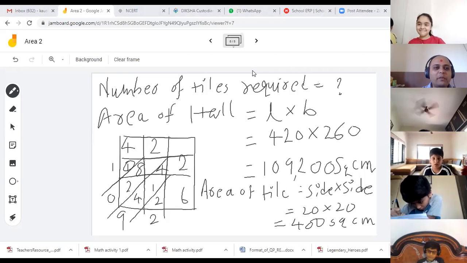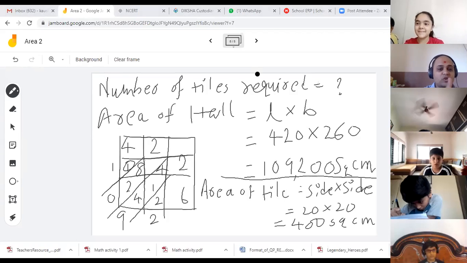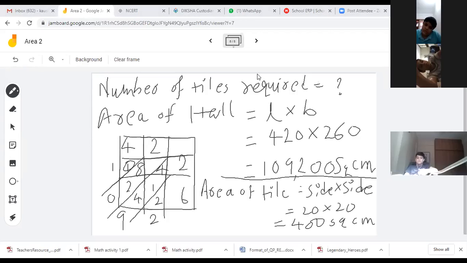Is it a difficult problem? It is not. It is very easy. Only thing is it's lengthy. Right? It is a long problem. That's it. And this is not the final answer yet. We have to do one more step.